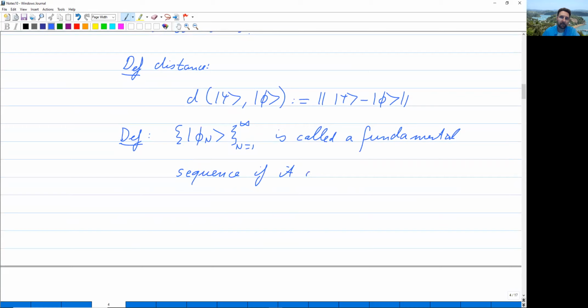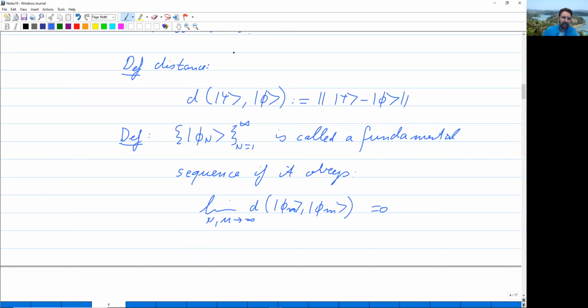Intuitively, it is called a fundamental sequence if it obeys the following condition: the subsequent vectors should get closer and closer together. So if the limit for n and m going to infinity of the distance between phi n and phi m is 0.